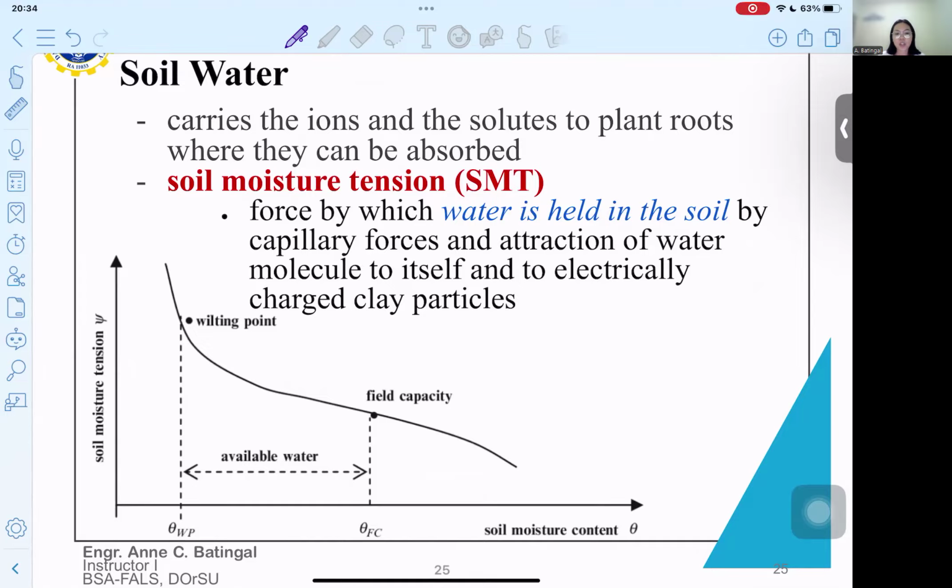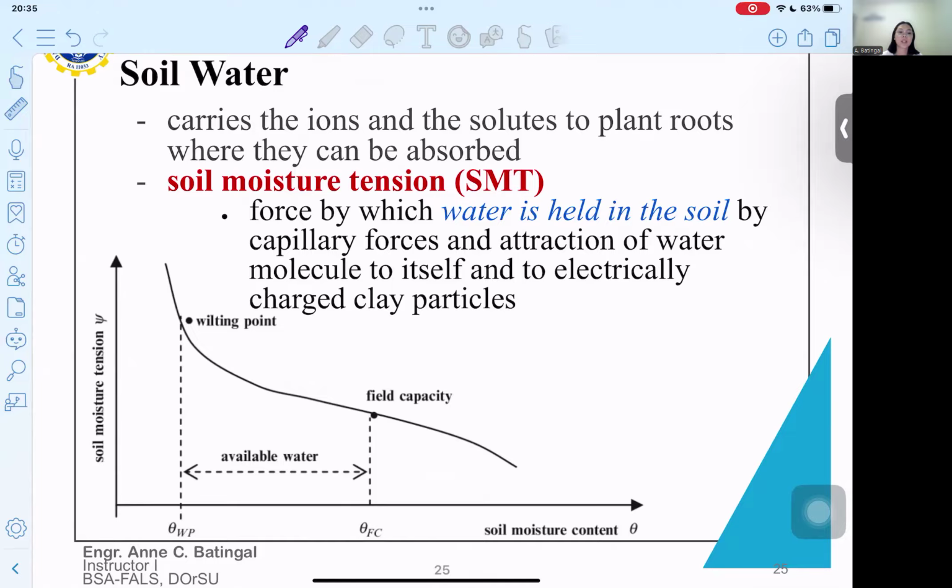Now, your soil moisture moves from a zone of low tension to a zone of high tension, which means that soil moisture retention is low in wet soils and it increases as the soil dries up. Now, the movement of your water goes from a wet soil to the dry soil. Now, again, your soil moisture retention is the force by which water is held in your soil and it must be overcome by your plants.